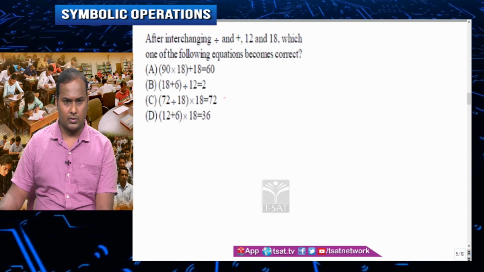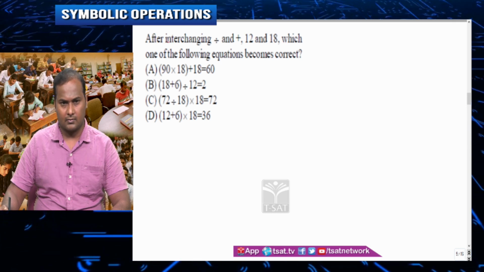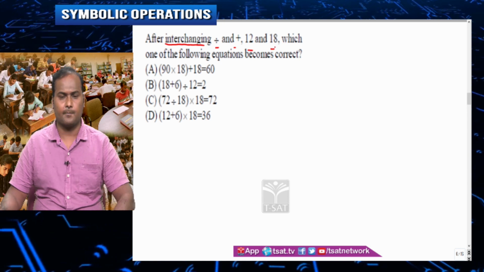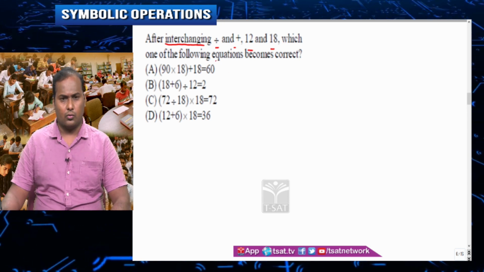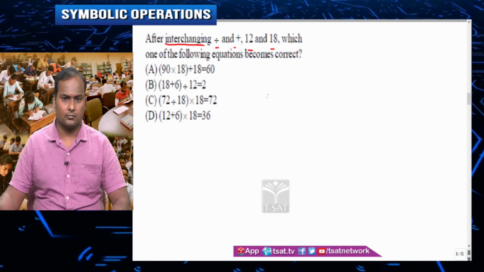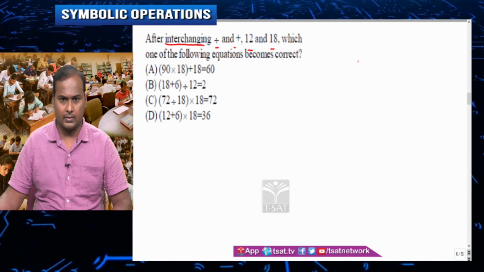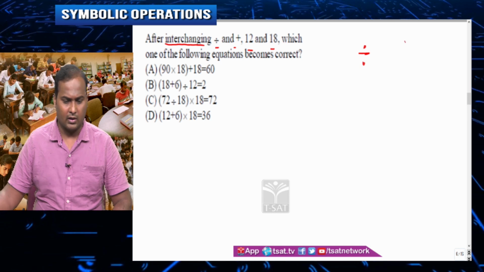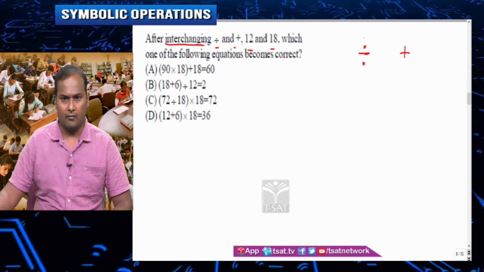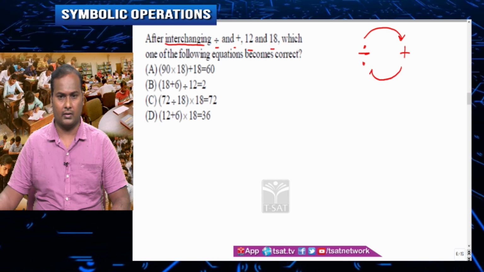This is quite a tricky question because it says to interchange the entire symbols and letters. So let's try to interchange in each and every option to get the answer. What does interchange mean? Wherever you see plus, you have to put division. Wherever you see division, you have to put a plus symbol.